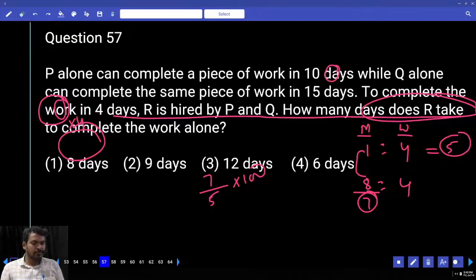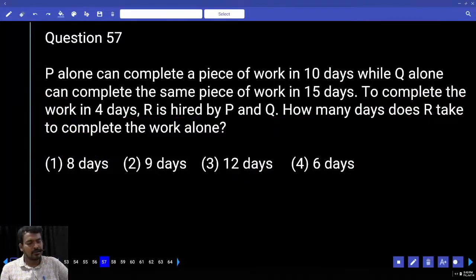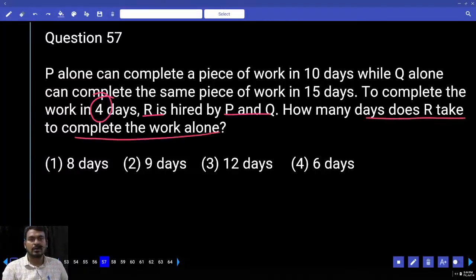Next, question number 57. P alone can complete a piece of work in 10 days, while Q alone can complete the same piece of work in 15 days. To complete the work in 4 days, R is hired by P and Q, means P, Q and R can complete the work in 4 days. What is the question here? How many days will R take to complete the work? Okay, what is the LCM of 10, 15, 4?